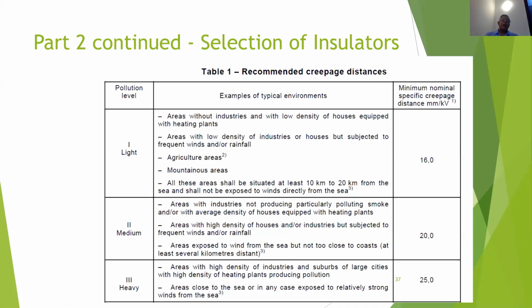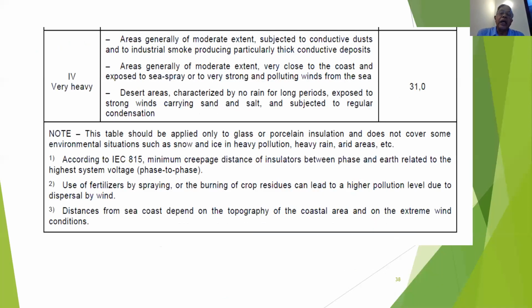Then very heavy pollution is areas with extremely high pollution, where the contamination on insulators is very high, with cement factories around, and desert areas where there is no rain. That is 31. So in the Middle East they are using 31 millimeter per kV. Now this kV is the system highest voltage.